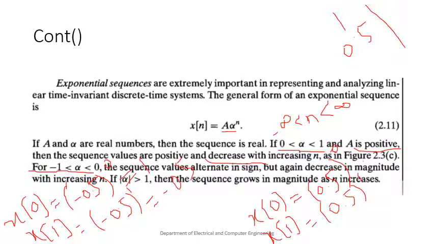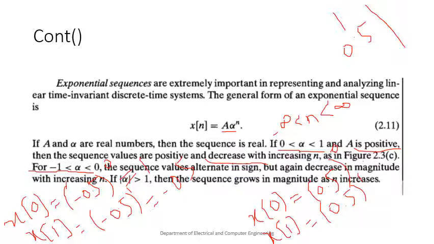So this is again decaying, but with alternate sign. Okay, so here we have a decreasing sequence for this alpha. Here we have a decreasing sequence with alternating sign. So 1, minus 0.5, and next will be 0.25.